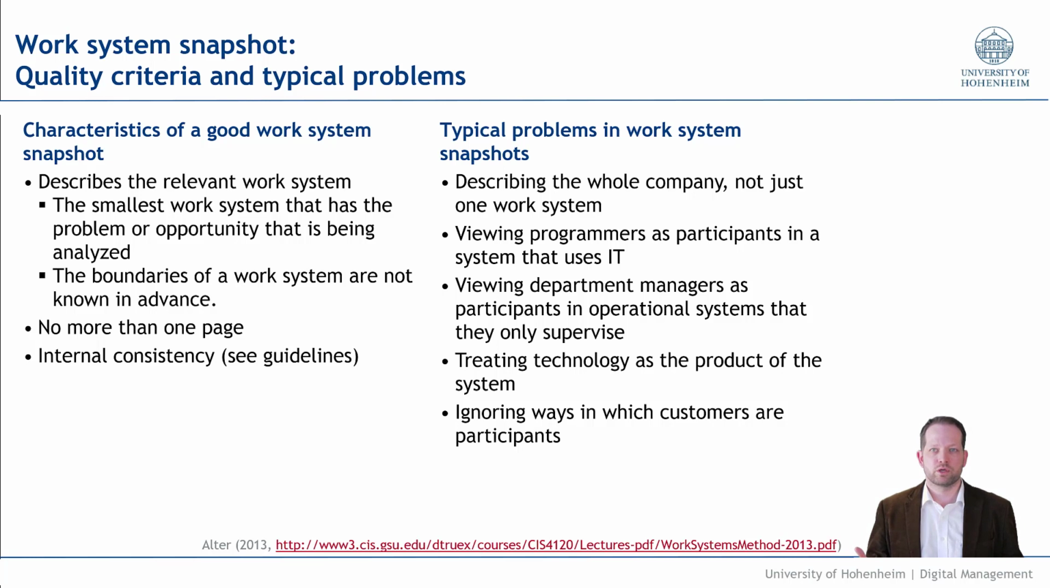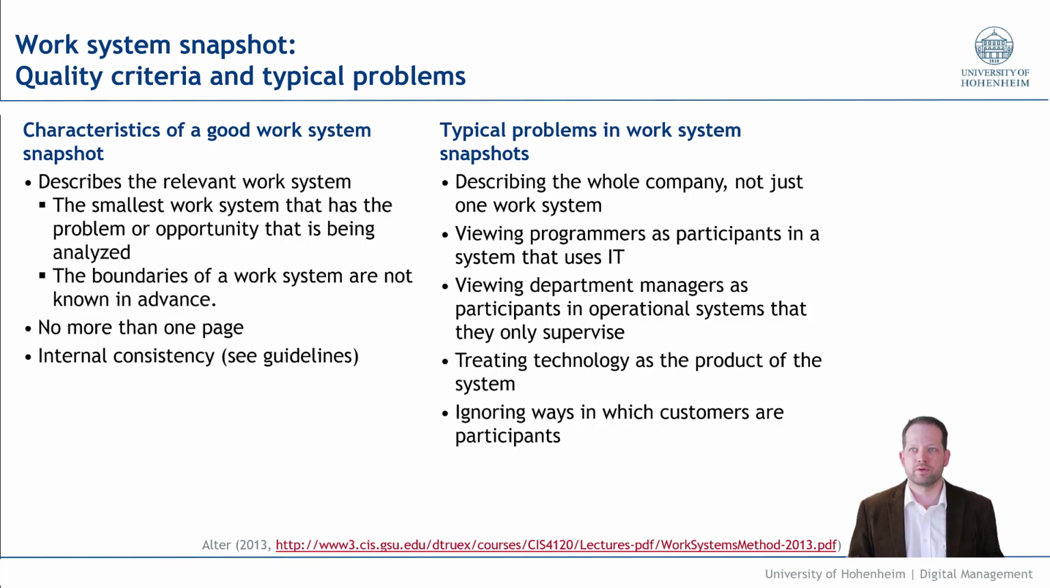And the boundaries of the work system are not known in advance. You need to find that out during modeling and in the work system life cycle, when you think about initiation, development, implementation, operation, and maintenance. Then you might redefine the boundaries of your work system once you really understand what the problem or opportunity are and what the interdependencies of different elements of the work system are. Nevertheless, a work system snapshot should be no more than one page. Also apply the consistency guidelines which I described to you on the previous slide.